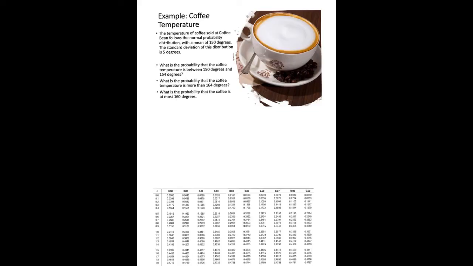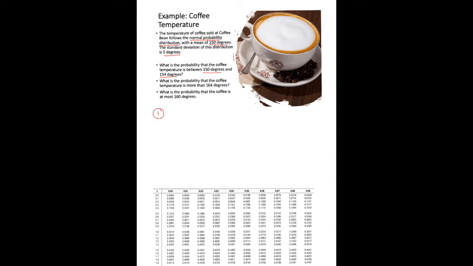Example, coffee temperature. The temperature of coffee sold at Coffee Bean follows a normal probability distribution with a mean of 150 degrees and a standard deviation of 5. Our first question is, what is the probability that the coffee temperature you get from the coffee you purchase is going to be between 150 and 154 degrees? So let's follow our 4-step process to get our answer. Let's start with step 1.